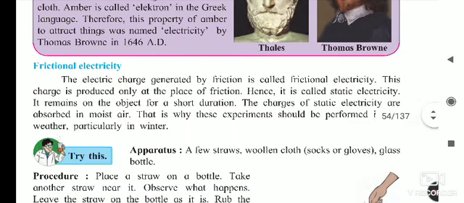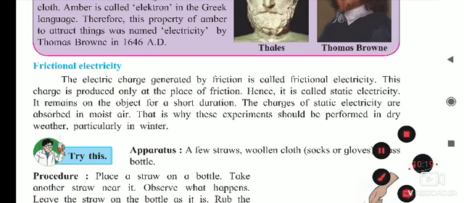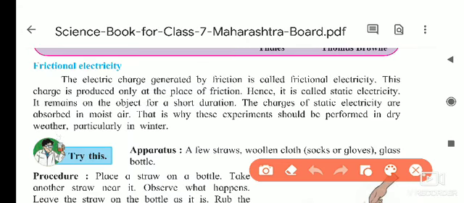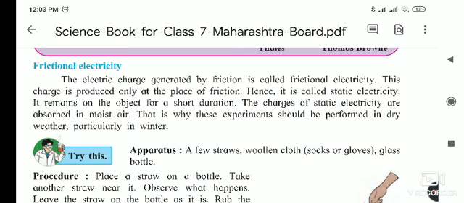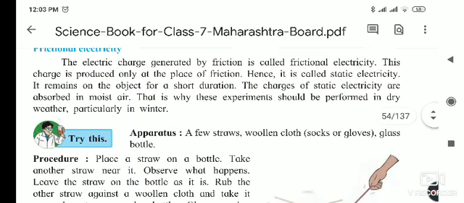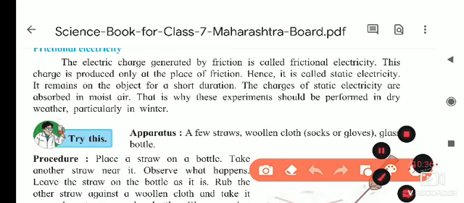When we rub the scale against your hair, what happens? Static electricity is developed. Where is that static electricity? Only where you are rubbing, the place on your head. So it remains on the object for a short duration.